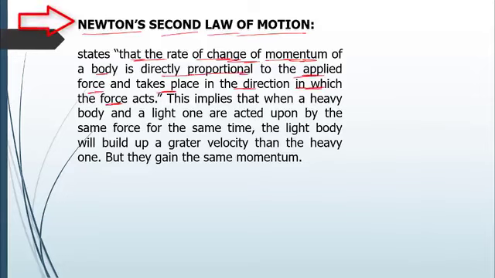So what this second law is trying to say is that it's implying that when a heavy body and a light body are acted upon by the same force for the same time, the light body will build up a greater velocity than the heavy one, but both of them will gain the same momentum.